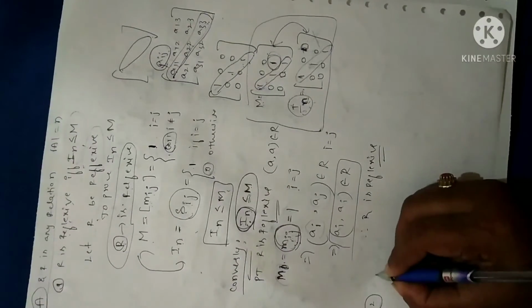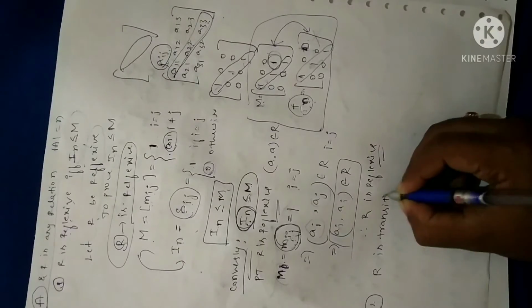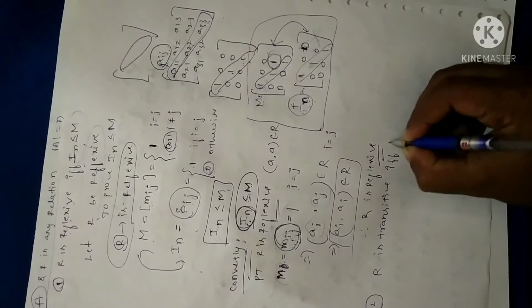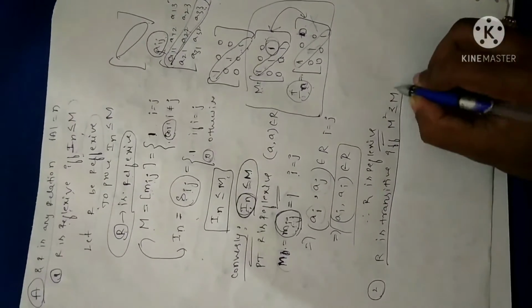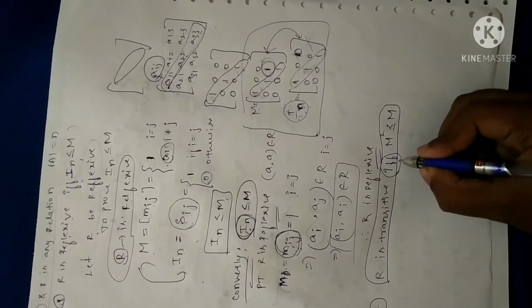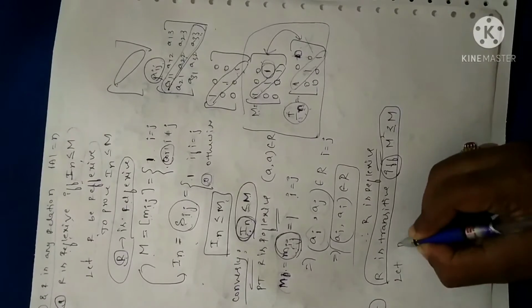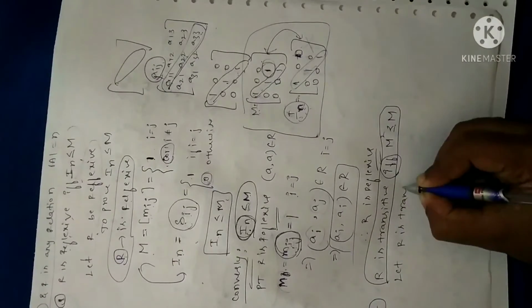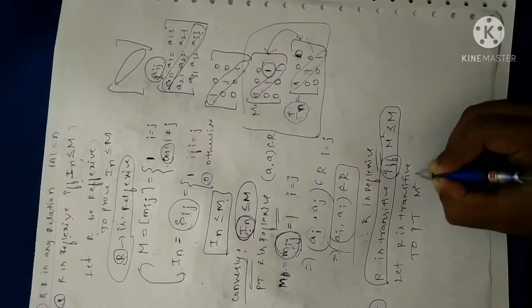Now for the same statement, the second theorem is that we have to prove R is transitive if and only if M square is less than or equal to M. The if and only if condition is again mentioned, so we have to prove both the parts. First, let me assume R is transitive. Now we have to prove that M square is less than or equal to M.